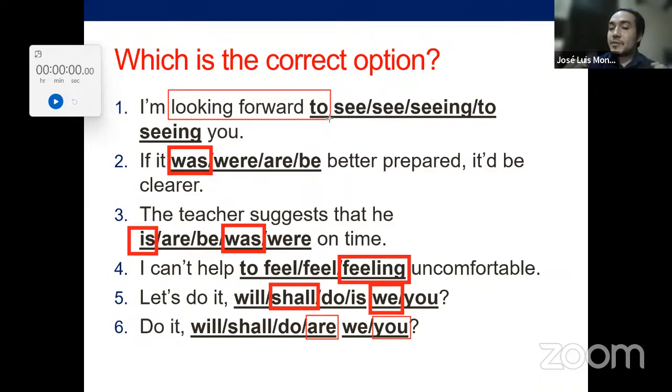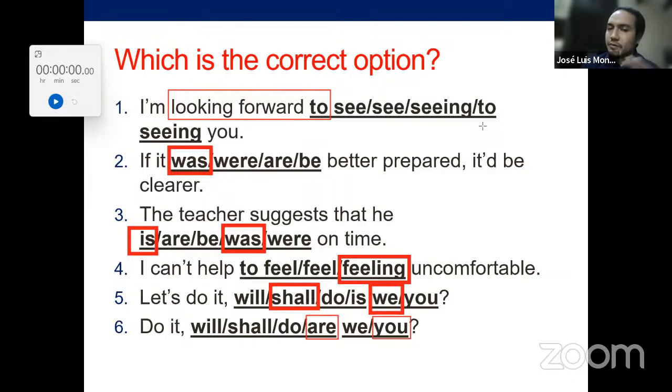And as to is a preposition, as it happened with used to, actually, again, it sounds weird, right? And it's a very common mistake, all right? It's a common mistake even for native English speakers. It is to seeing you, okay? It was the last one, okay? I'm looking forward to seeing you. I'm looking forward to meeting you. I'm looking forward to watching this movie with you.